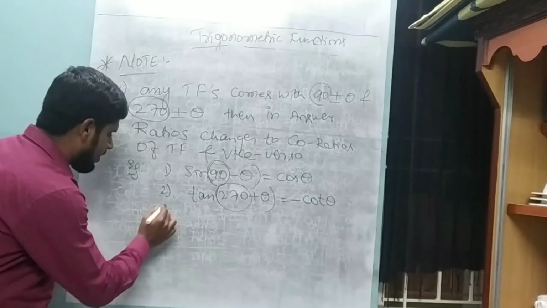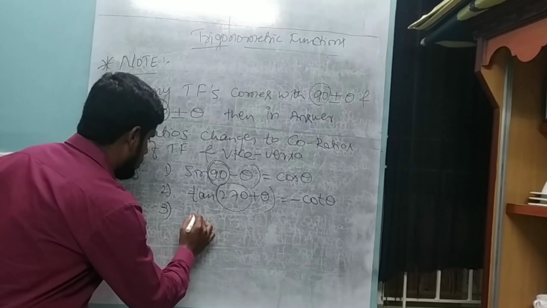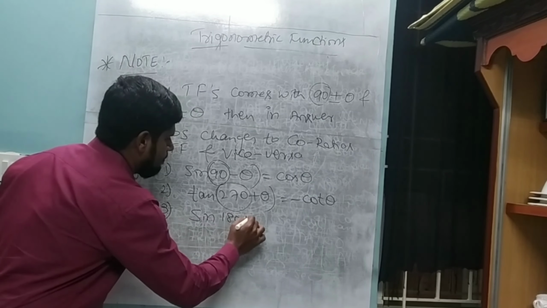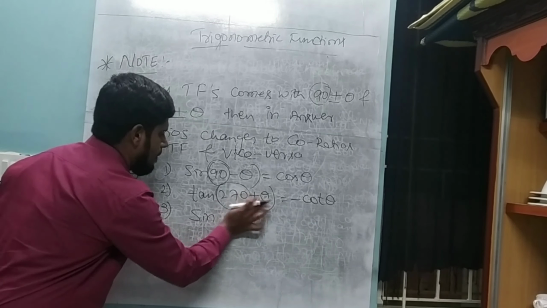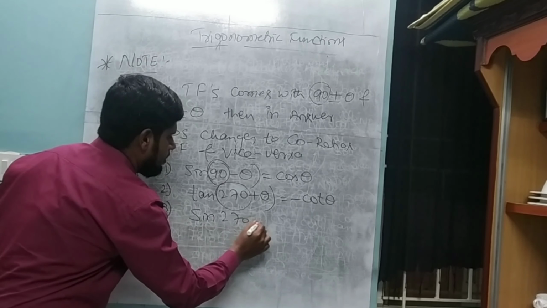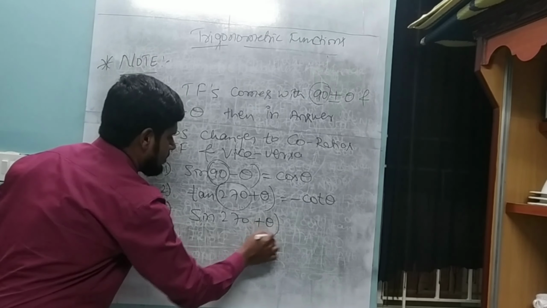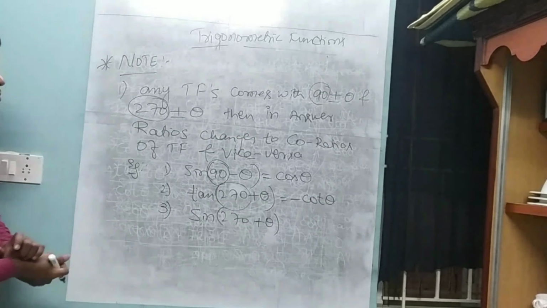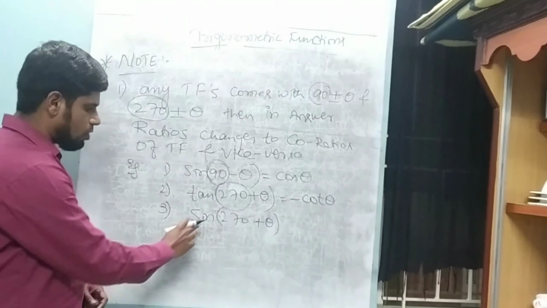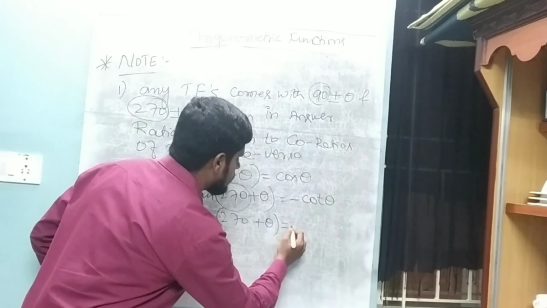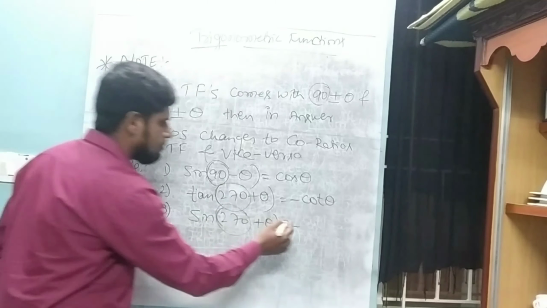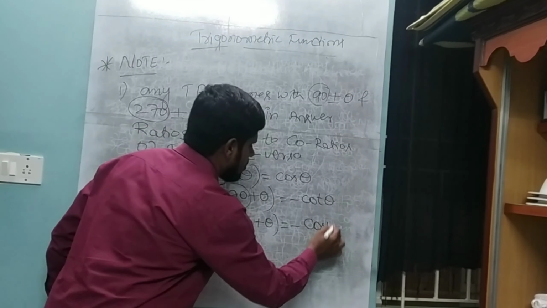So one more example we'll take. We'll take sine 270 plus theta. Okay. See, 270 again is in the fourth quadrant. In the fourth quadrant sine gives a negative answer. So it is minus. Because of 270, the 4 should come, so it is cos.